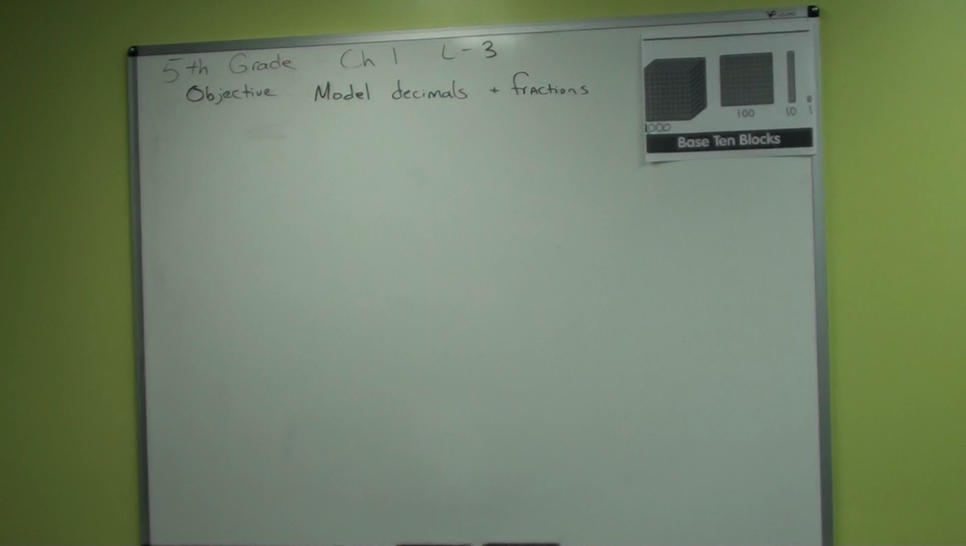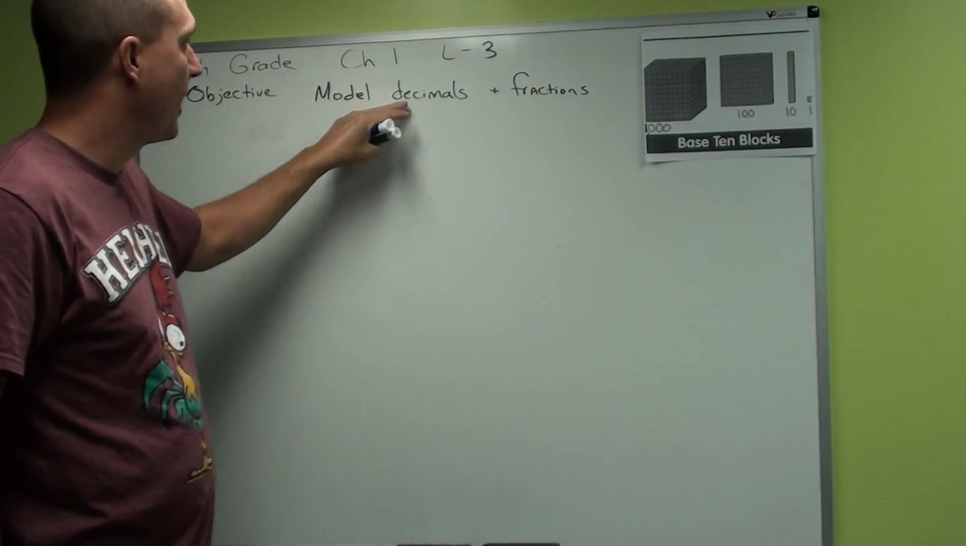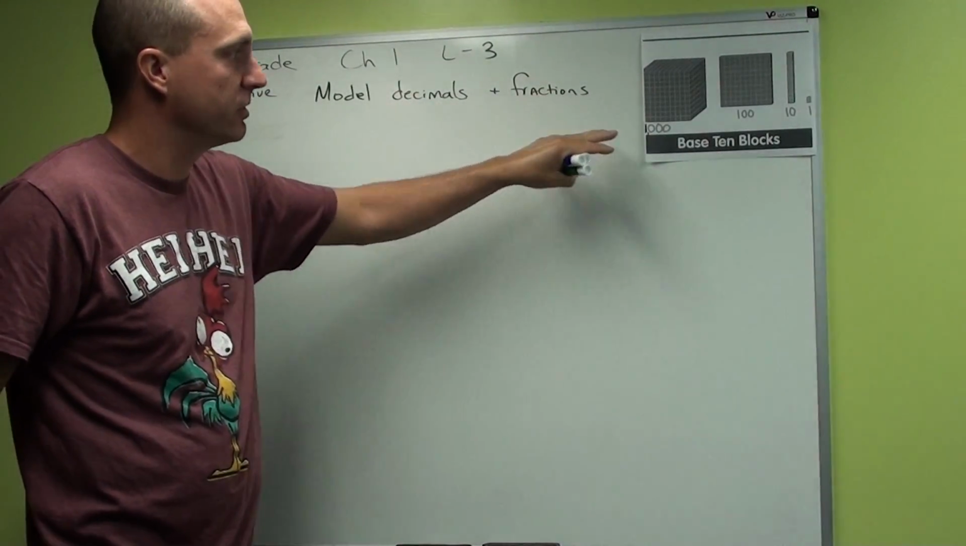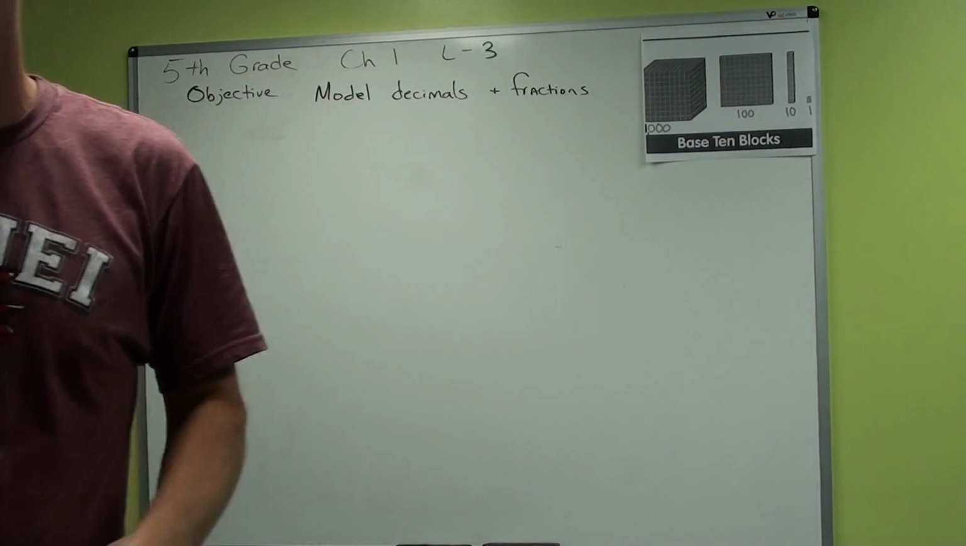Alright, today we have 5th grade, Chapter 1, Lesson 3. Our objective today is to learn how to model decimals and fractions using base 10 blocks and make sure we can write them based off of that.